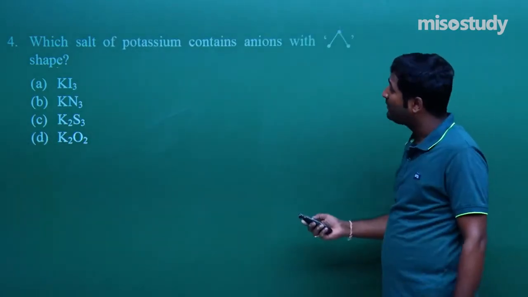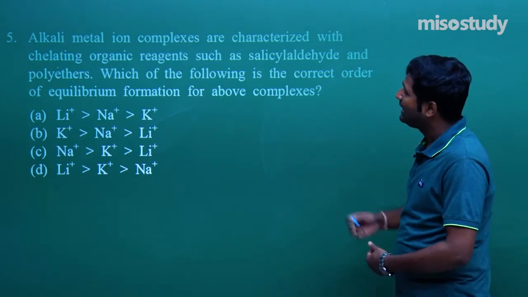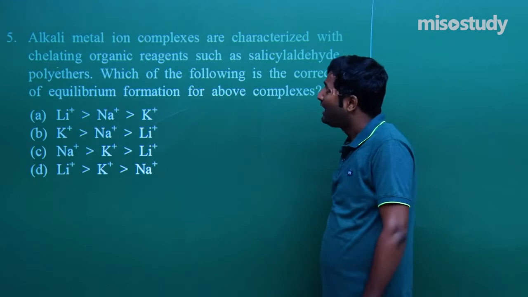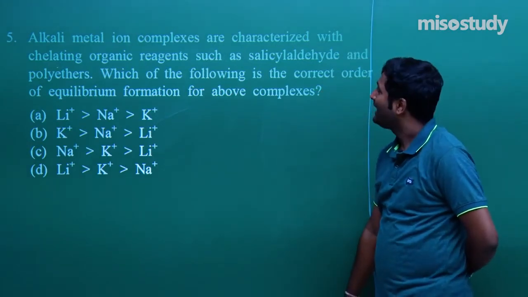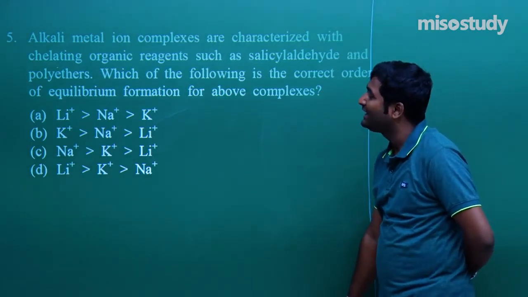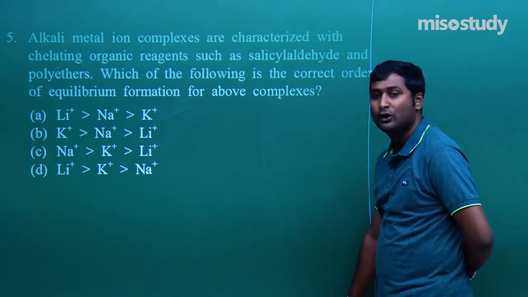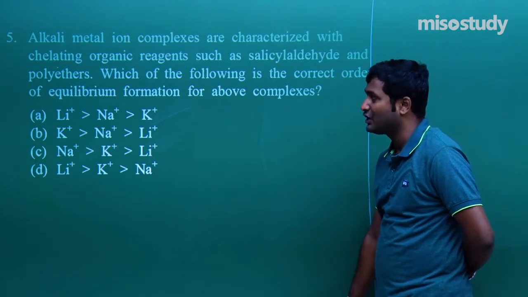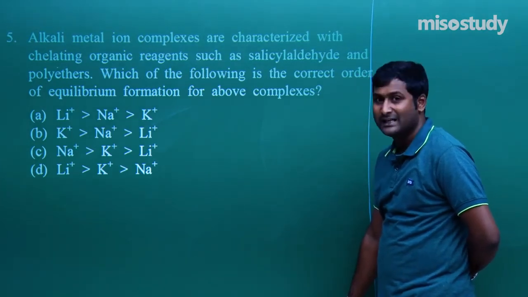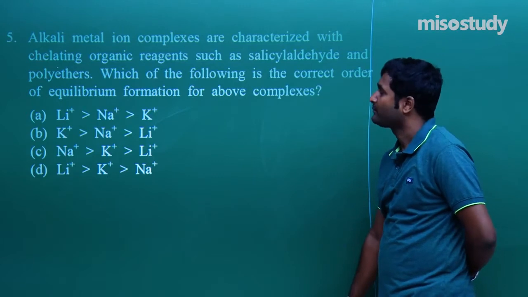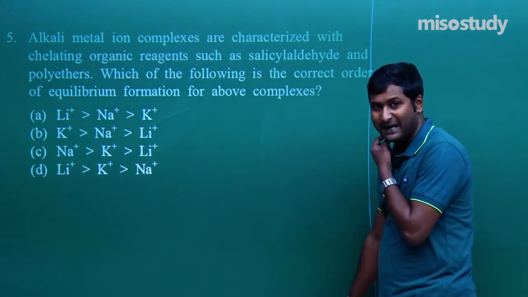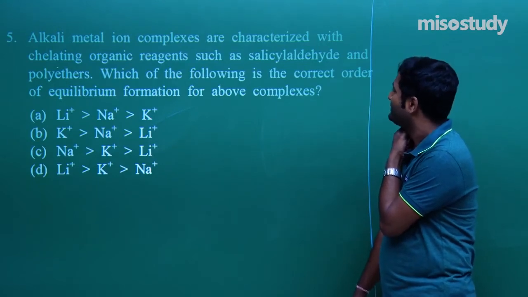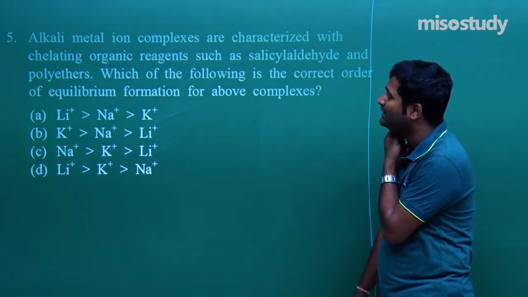Now question number 5. This is a completely theory based question. Alkali metal ion complexes are characterized with chelating organic reagent. What do you mean by chelation? As I told you during my lecture, chelation means the formation of a ring structure around the central metal atom or ion, such as salicylaldehyde and polyether.